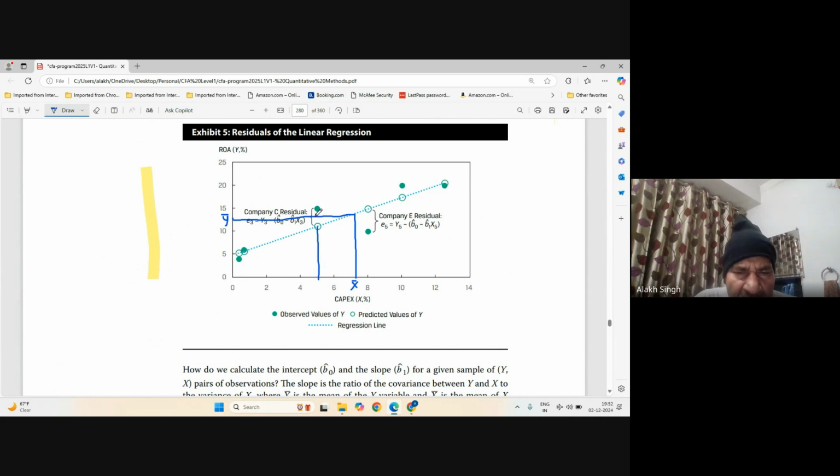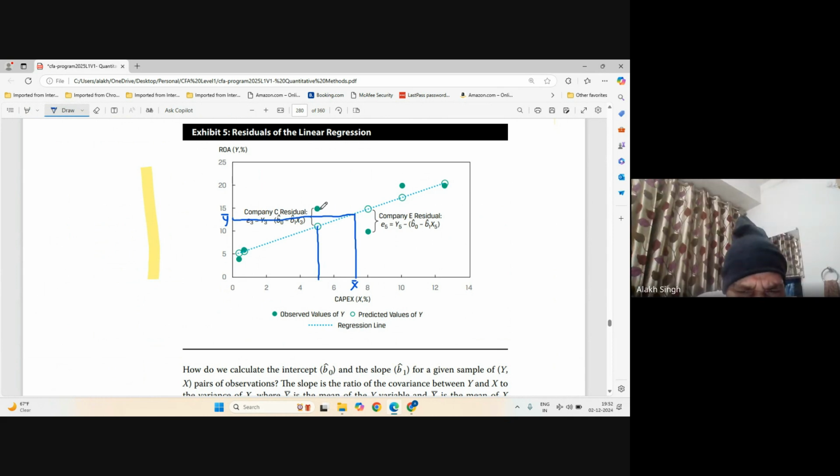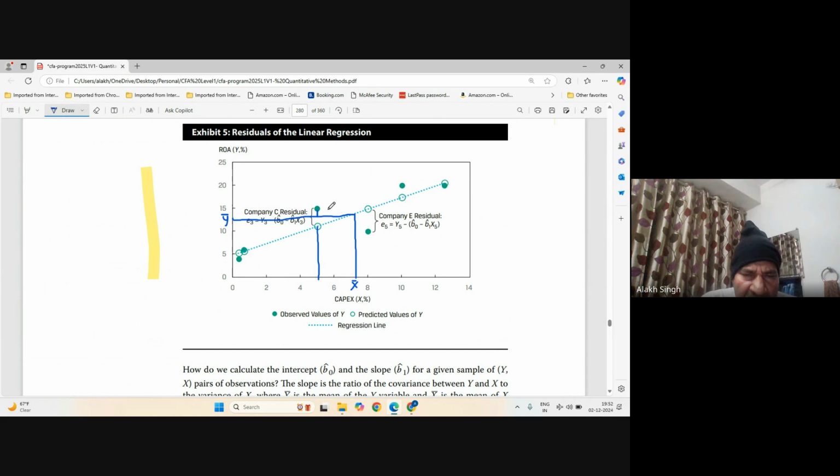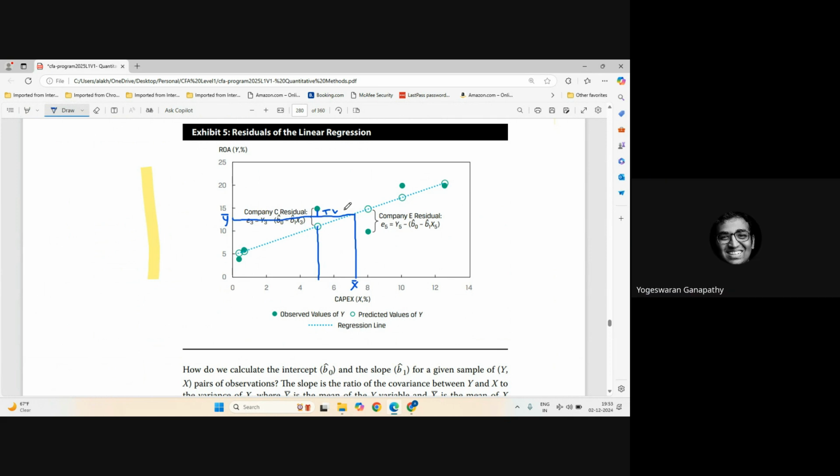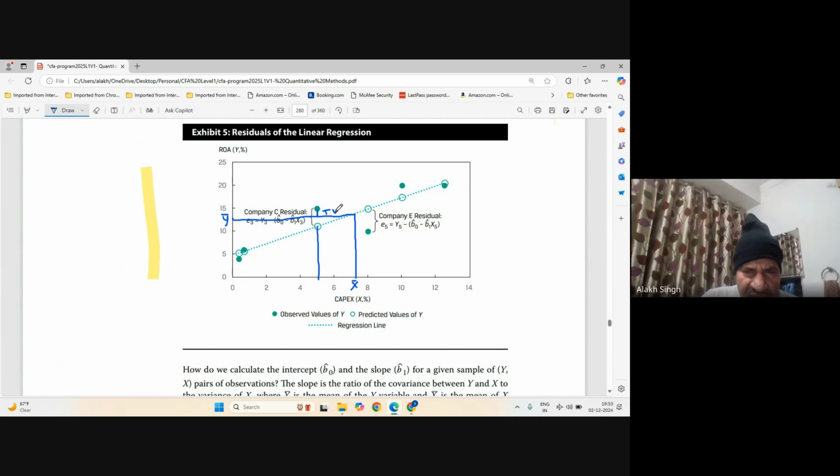Means you see, the total variation means yi minus y bar. Sorry, yi is this one. So yi minus this one is total variation. This one is total variation, yi minus y bar, and this one is the error term. So it means error is overstated.